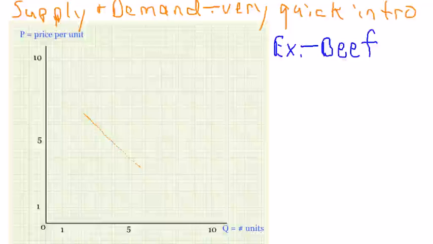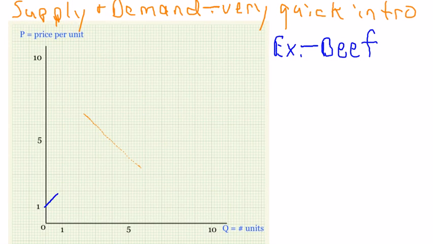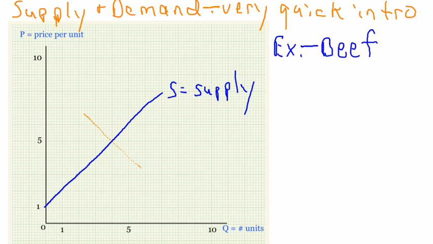What I'm going to do here is give a very quick demonstration of supply and demand. First, I'm going to draw something that we call a supply curve. And as the name implies, a supply curve tells you how much of a product people will supply at any given price. So for instance, at a price of 5, if this product is beef, then people will supply 4 units of beef when the price is 5.